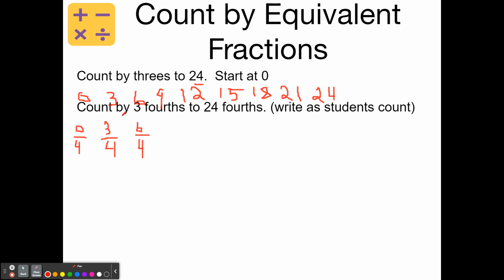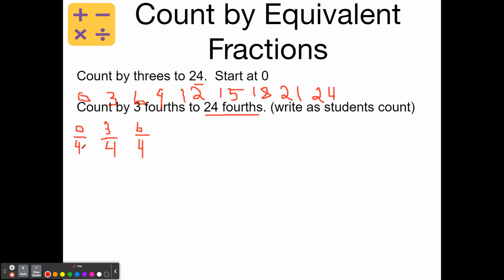I want you to count by 3/4 all the way to 24/4. Write them down in your notebook. I started you off: 6/4 plus 3/4, and go all the way to 24/4. Pause the video until you are ready. When you are ready, you can unpause and check your work with me.